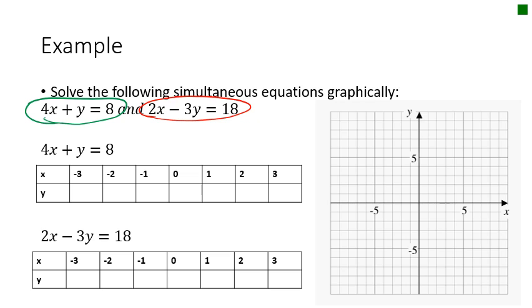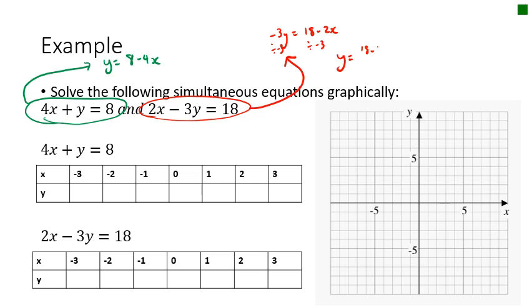So in our first table, if I'm going to substitute minus 3 into this equation, the first thing I want to do is rearrange the equation. So I'm going to end up with y equaling 8 take 4x, because all I've done is take 4x from both sides. While I'm at it, I might rearrange the second equation, and I'll end up with minus 3y equals 18 minus 2x, and therefore I'm going to divide both sides by minus 3. I'm going to end up with y equaling 18 take 2x over minus 3.